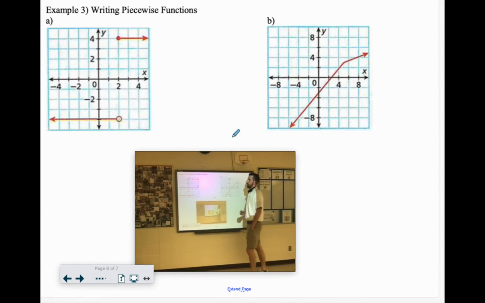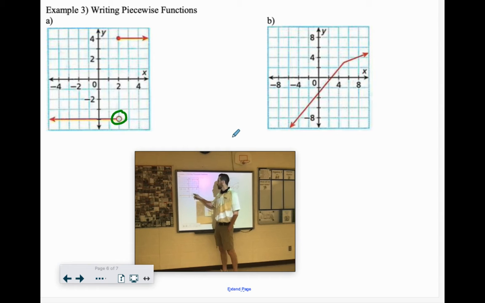Write the piecewise functions for these graphs. So look at your important points. Here, it hits at 2, and then it comes up here. So this bottom line, let's see, f of x, and we got our sideways mustache.